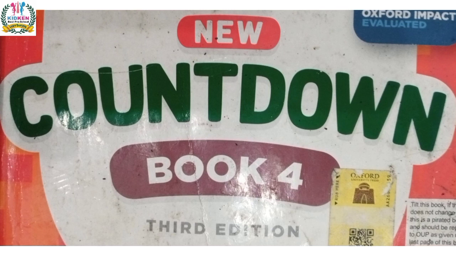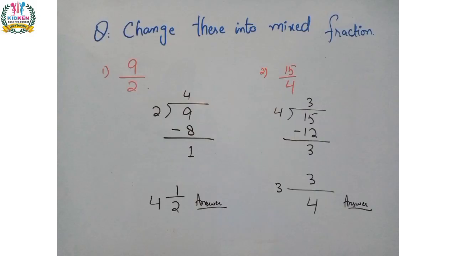So let's start our question, and the question is: change these into mixed fractions. To convert a normal fraction to a mixed fraction, simply divide both values, then convert into a mixed fraction. So we can divide 9 by 2. We start counting the table of 2 up to 9 or below 9. So we have 2 fours are 8.